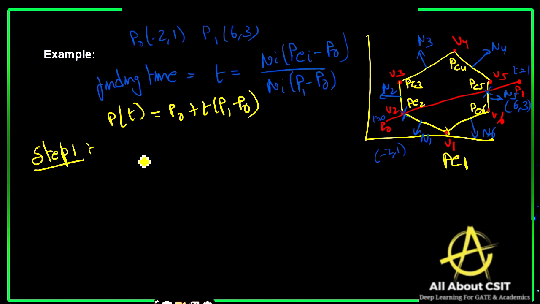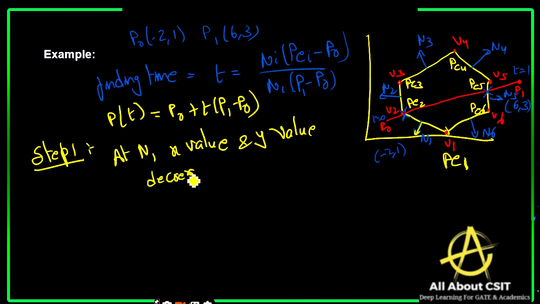Step 1. First find the n1. At n1, are the x and y values increasing or decreasing? See here, this is coming downwards. Downwards means x is decreasing as well as y coordinate is also decreasing. Both are decreasing. That means n1 is -1 comma -1.